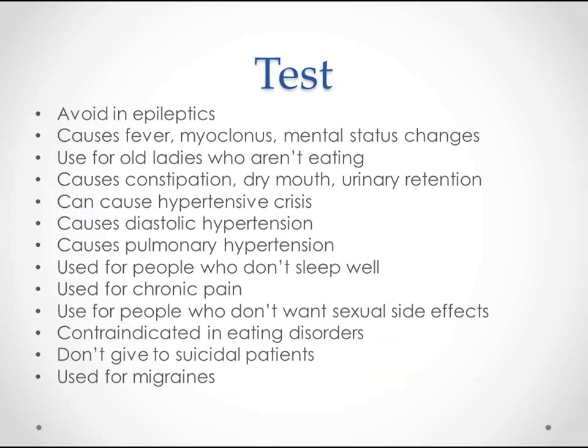So which one of these was the one that we avoid in epileptics? That is correct. It is bupropion. Bupropion. Sorry, I keep adding that R in there. Causes fever, myoclonus, mental status changes. This sounds a lot like serotonin syndrome, so you think of your SSRIs or your SNRIs.